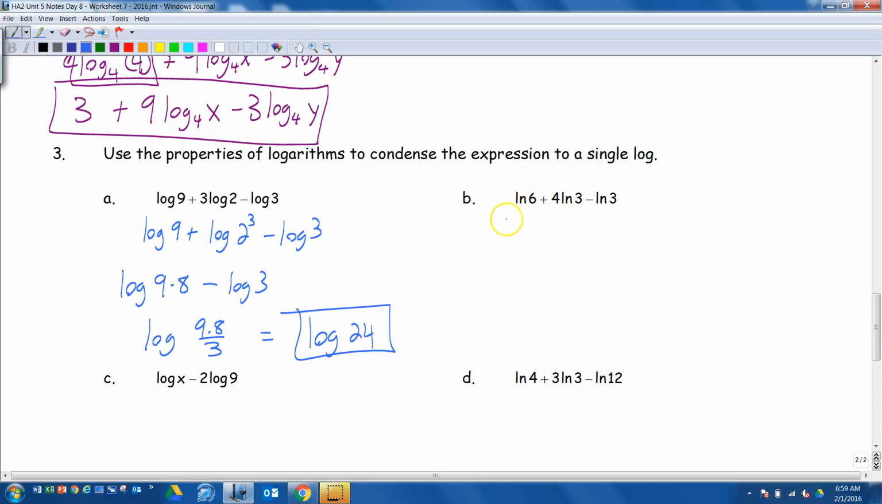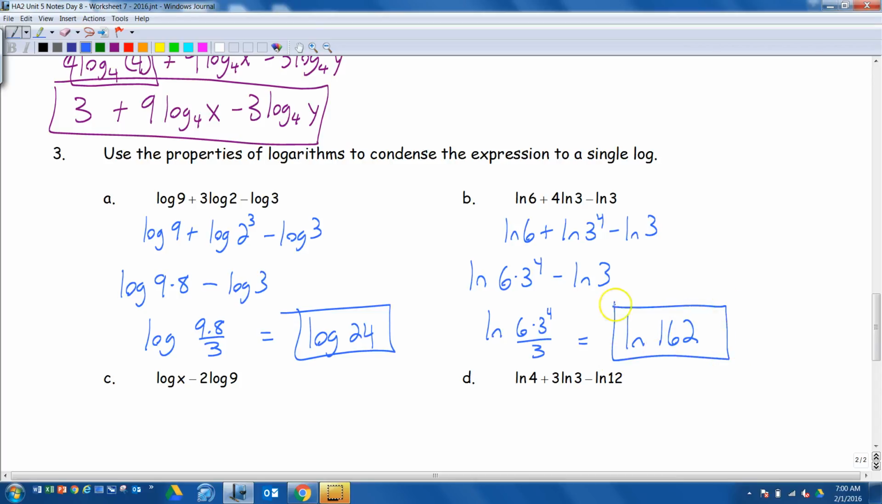Alright, this one here. Natural log of 6 plus natural log of 3 to the 4th minus natural log of 3. I'm going to put these together first by multiplication: natural log of 6 times 3 to the 4th minus natural log of 3. Then I'm going to put those together by division: natural log of 6 times 3 to the 4th over 3. So that would be 3 to the 3rd, which is 27 times 6. So you get the natural log of 162. So that is the log put together.